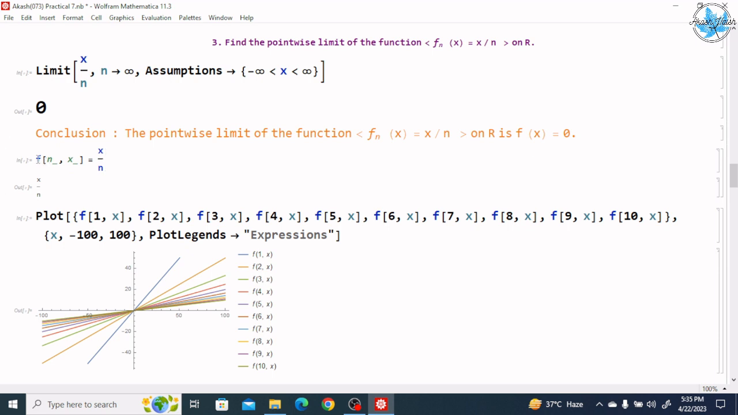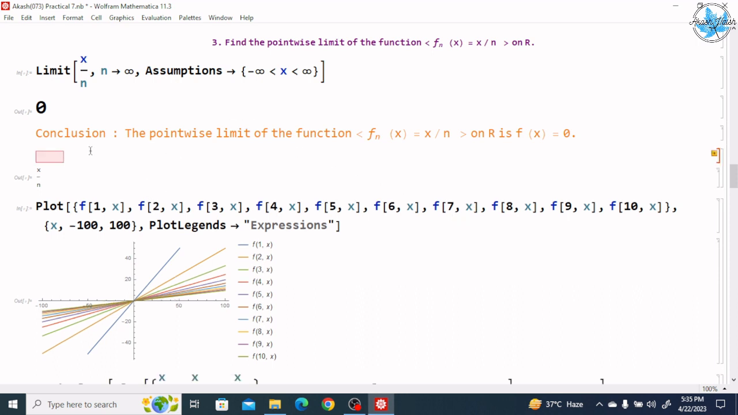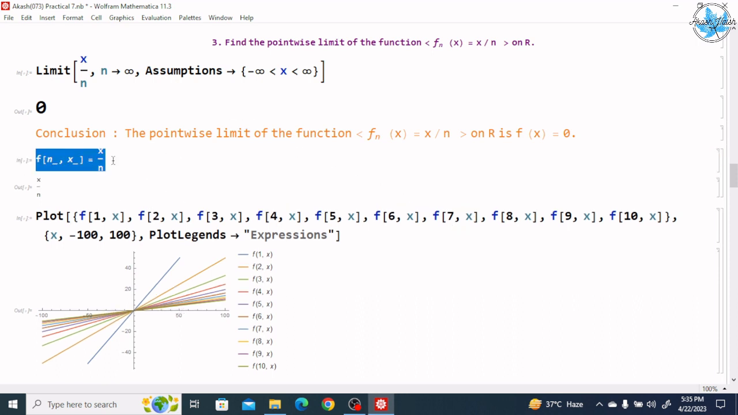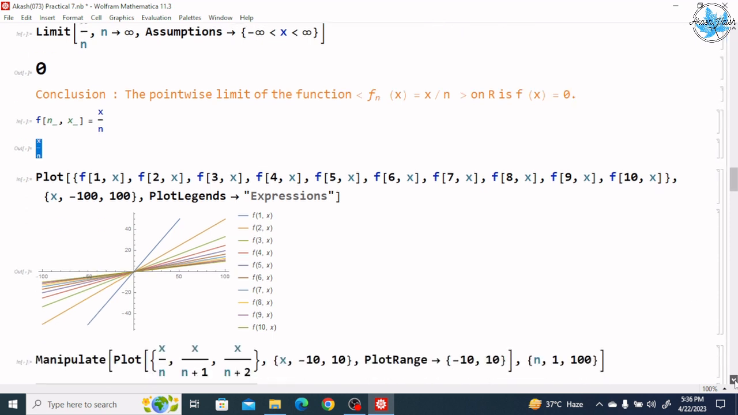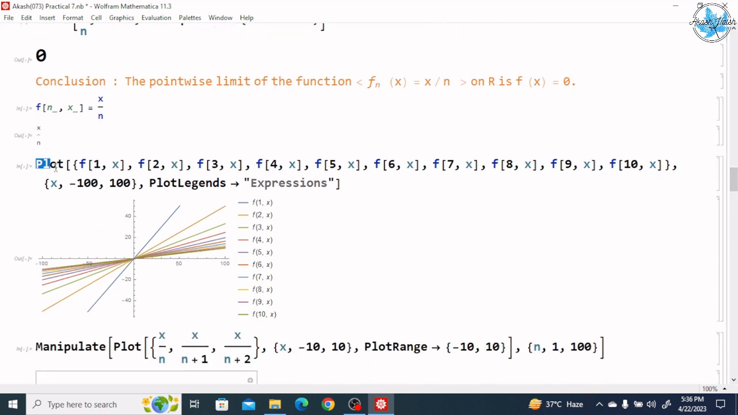Now to draw the graph, we will define the function f with subscript n and x, because we will vary our value of n and x. So when you vary your n and x, you will get the graph. So this is my function. You will get your function after pressing the shift plus enter key. For the graph, give the Plot command and vary the value of n. So when you vary the value of n, f1(x), f2(x) means what? x upon 2. f3(x) means what? That is x upon 3.